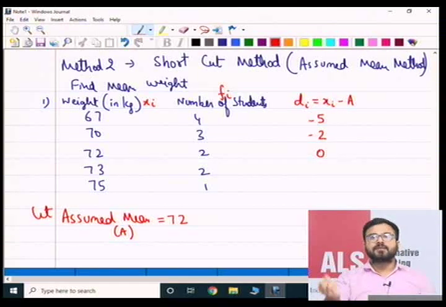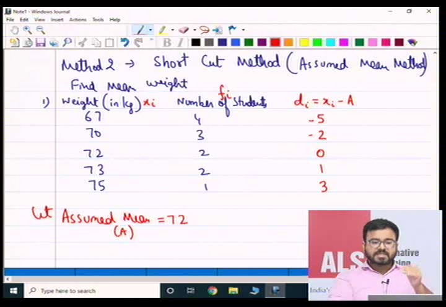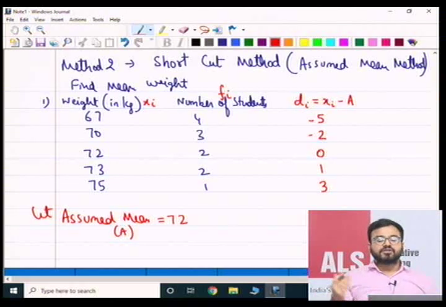So it will help to solve the question. 73 minus 72 is 1, and this is 3. Now one more logic, why we have taken the middle value? So that the deviations, the difference you are taking, will be very small. If you take one of the larger numbers, let's say 100, that will not be a good choice, because 67 minus 100 will again be a larger number.